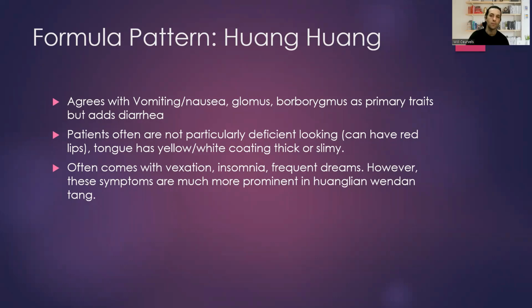Okay. Now, on top of that, Huang is going to say you might also get these more mental signs, right? Like vexation, insomnia, frequent dreams, which are all signs of what? This heat that's not able to descend, right? Now, he does note, however, that these signs would be even more prominent in another formula, which is Huanglian Wendan Tang, which is that Erchen Tang we all know, plus Zhuru, Zhishi. Huanglian Wendan Tang also has very high Shengjiang. Okay.